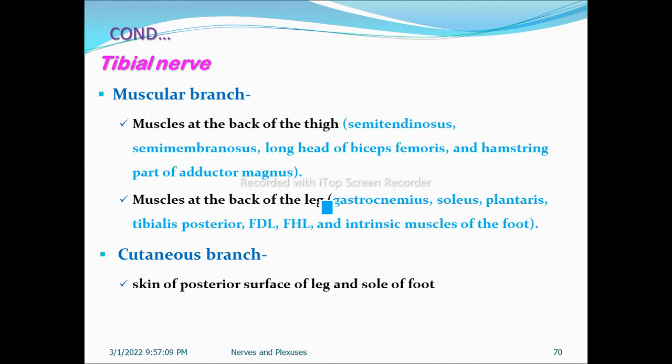The muscles of the back of the leg are also supplied by the tibial nerve, like gastrocnemius, soleus, plantaris, tibialis posterior, flexor digitorum longus, flexor hallucis longus, and the intrinsic muscles of the foot. The cutaneous branch of the tibial nerve supplies the skin of the posterior surface of the leg and the sole of the foot.